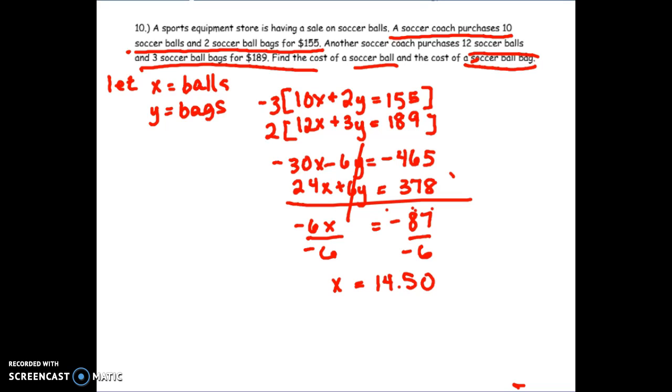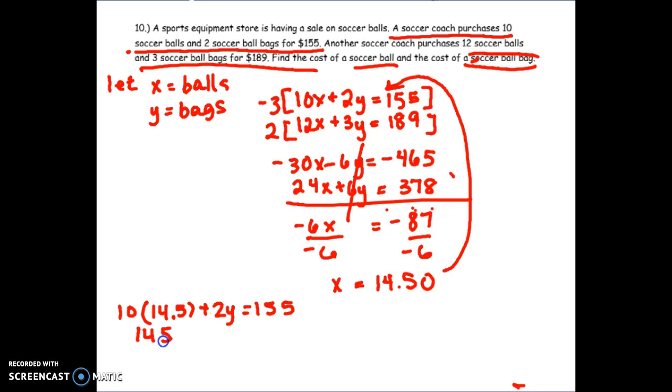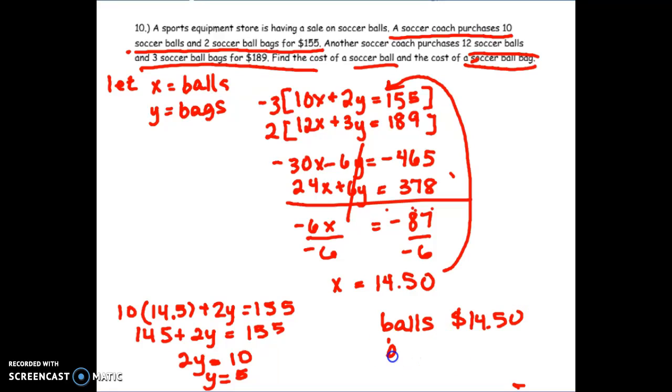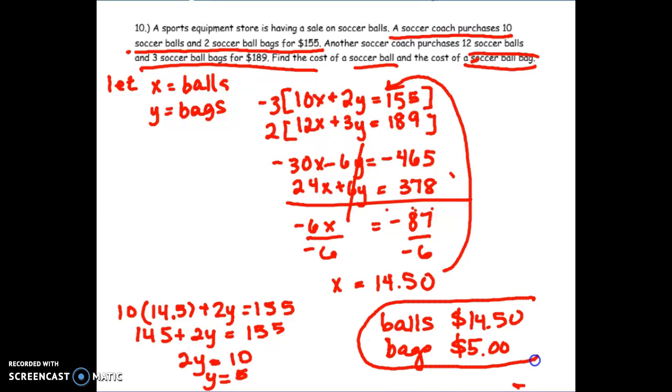Okay, so I know my balls are $14.50 each, but let's plug that back in to either equation. I'll use this first one, and I'll say 10 times my x is now 14.5, plus my 2y is equal to 155. 145 plus 2y is equal to 155. And 2y is going to be equal to 10. So my y is actually 5. So the balls are $14.50 each, and the bags are $5. Okay, there's your answer for that one.